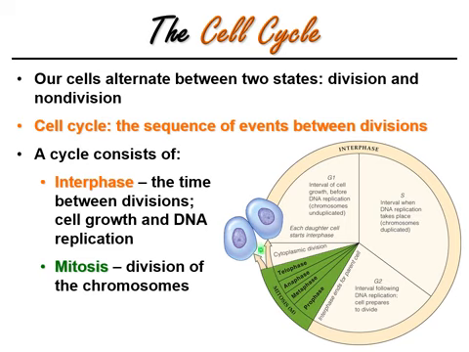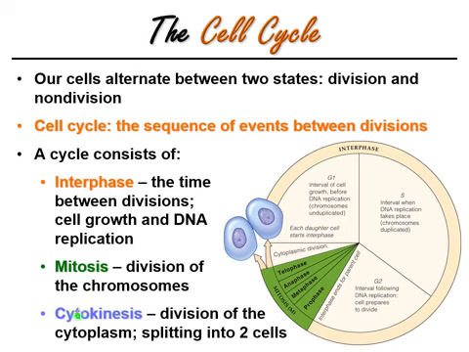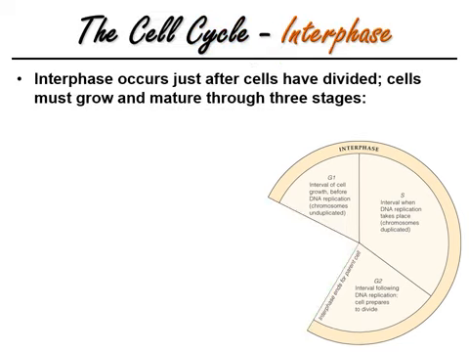And after M phase, the very last thing is the actual split, and that's called cytokinesis. Cytokinesis is the division of the cytoplasm, splitting into two cells. So you've got interphase, M phase, cytokinesis. Let's look at interphase a little bit more in detail. Interphase occurs, like I said, just after the cells have divided, so a brand new baby cell. If you have a brand new baby cell, then you know that it has to grow, just like any baby, right?